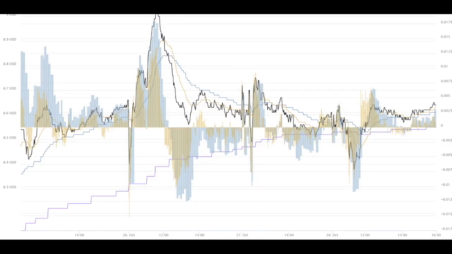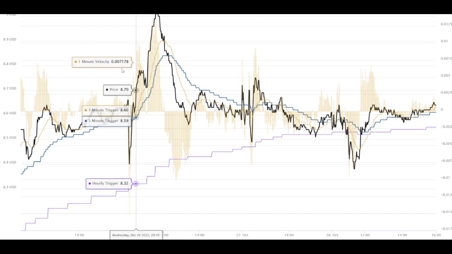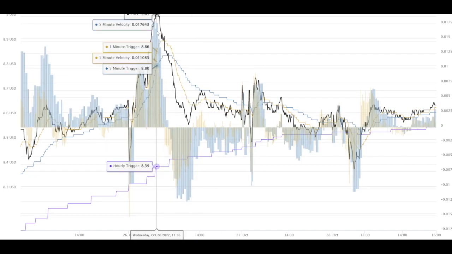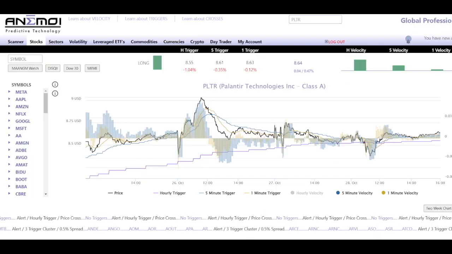Let me just check the velocity to see if there's anything. I mean, this is also a capitulation print on the 1 minute and the 5 minute. This is also capitulation on the 5 minute. You see, it just dwarfs the previous ones. So there's always a tell to get out on Anemoi.